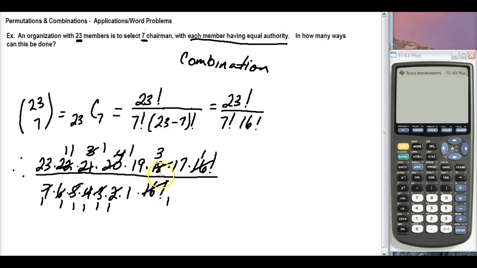So now that we're here, the numbers that we have left are 23 times 11 times 19 times 3 times 17. Okay? So of course, if we go and calculate all of that, 23 times 11 times 19 times 3 times 17, we get 245,157.